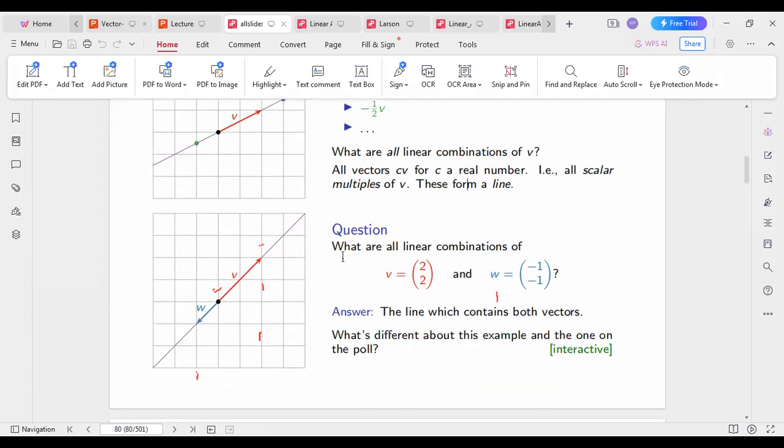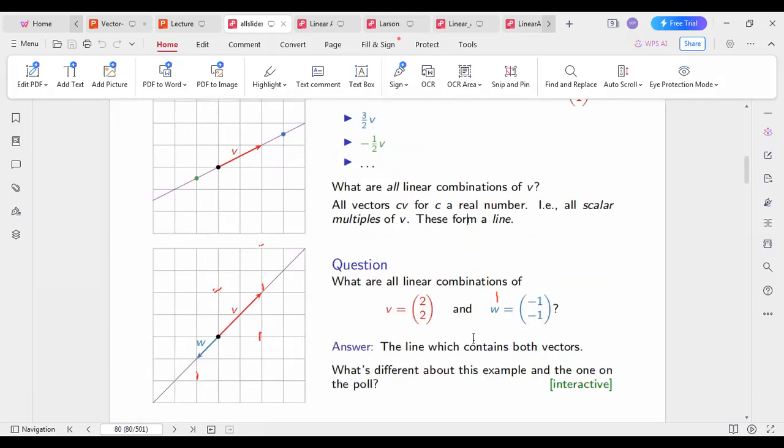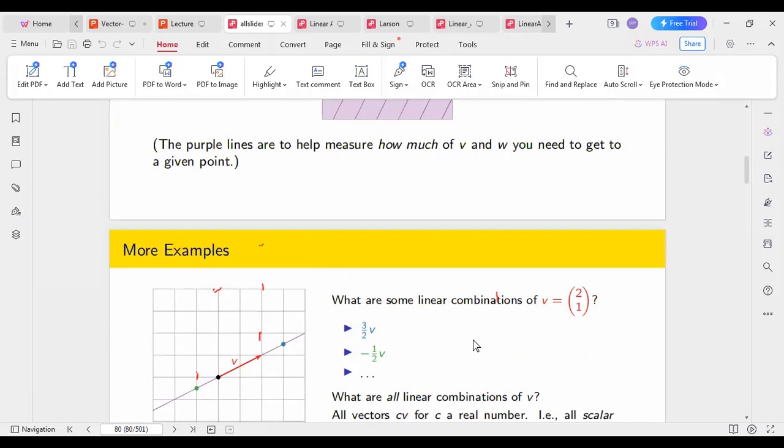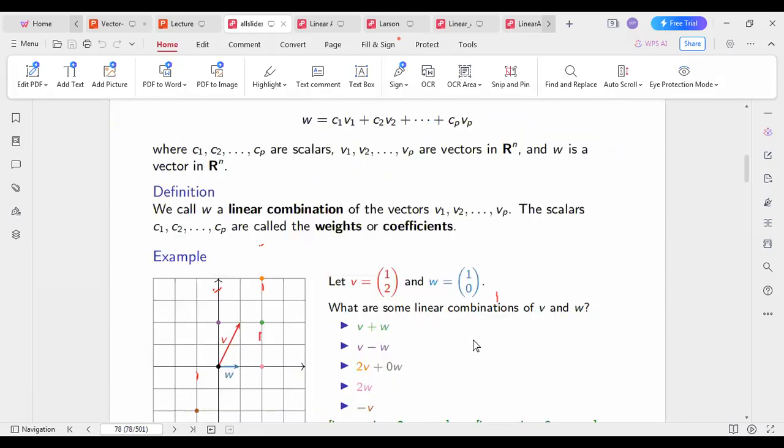Now another question arises: what are all linear combinations of B and W? The answer is the line which contains both vectors. So what's the difference between this example and the one on the board? This is an example of linear combinations and definitions also.